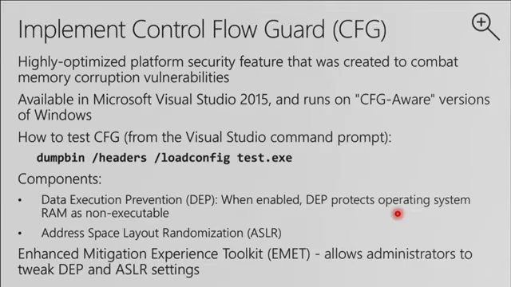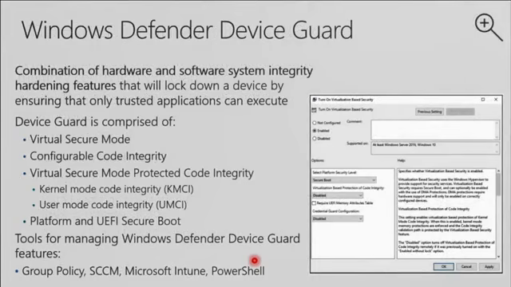So the components are Data Execution Prevention, if the operating system and the hardware support this, and ASLR, address space layout randomization as well. Actually, this new feature, Control Flow Guard, is doing something very similar to what the Enhanced Mitigation Experience Toolkit is doing. So it's something to configure in the applications that are going to run on Windows Server 2016.